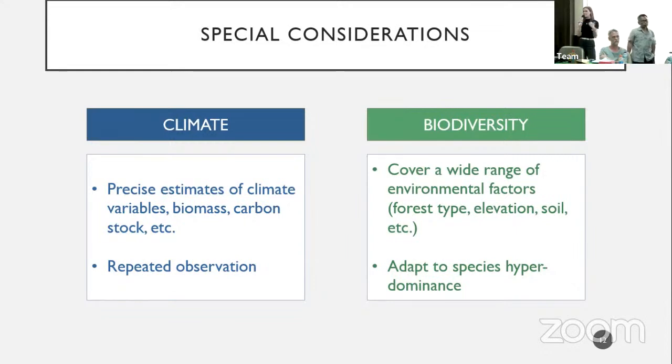On the other hand, with biodiversity, it's a little bit different. In this case, we really want to cover a wide range of environmental factors. So as many forest types as there are, as many zonations, different elevations, soil types, all of that. Because these different elements can have an impact on the species distribution. It's also important to adapt to species hyperdominance, which I will talk about in the next slide after translation.